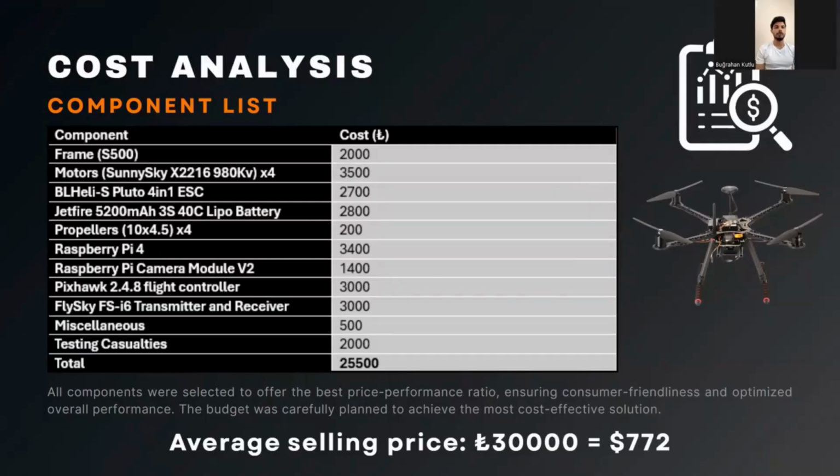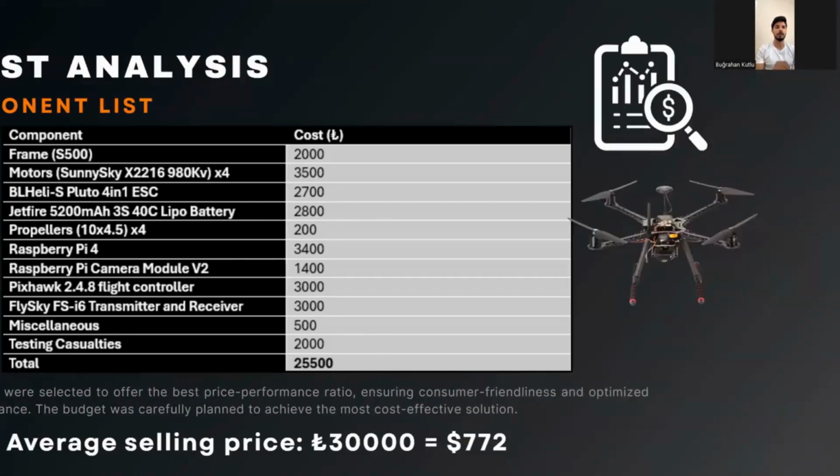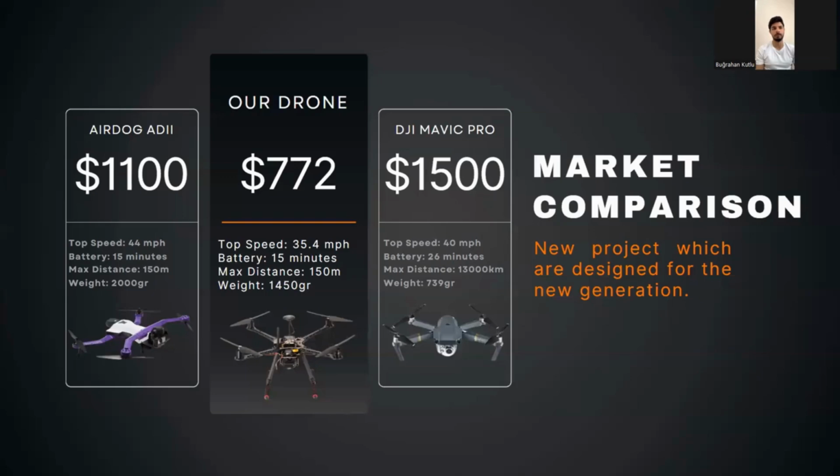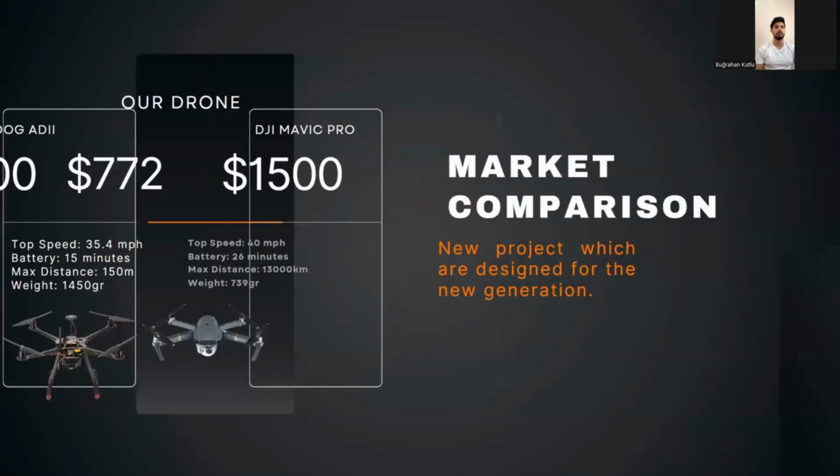So as you see on the table, we have approximately spent 25,000 Turkish liras for our product, and we are expected to sell it for 30,000 Turkish liras, which makes $772 in today's currency. So when we compare our product with the most popular ones on the market, you can see we have a competitive price, and we can easily satisfy the expectations.